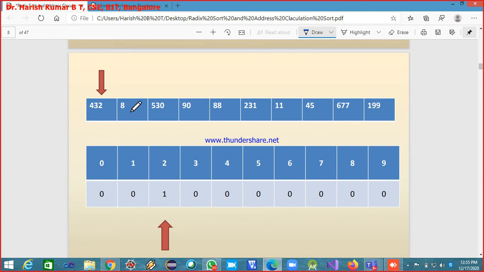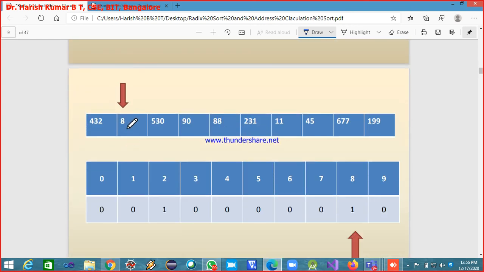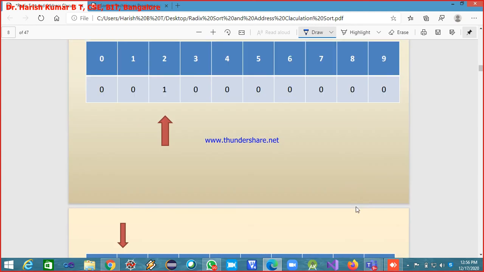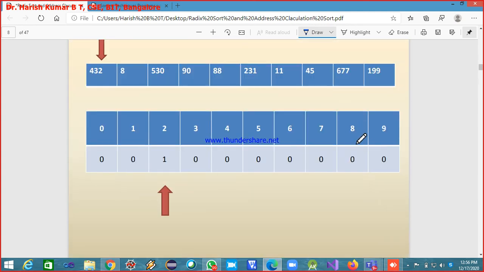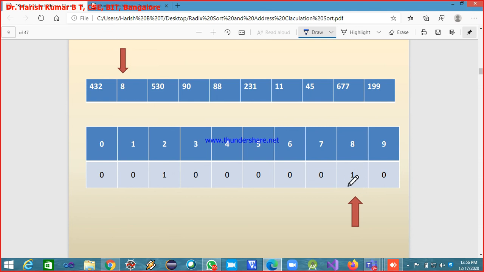Next, I go to the next number 8. Now I go for increasing the count associated with the index 8. The previous value associated with the count index 8 was 0, initially initialized to 0. Since I have found one number which has 8 as the digit in its ones place, I increase its count and it has become 1 here.